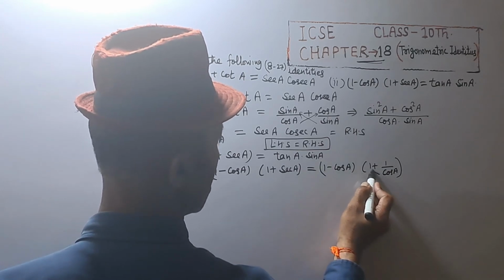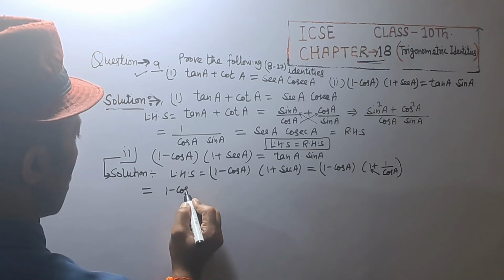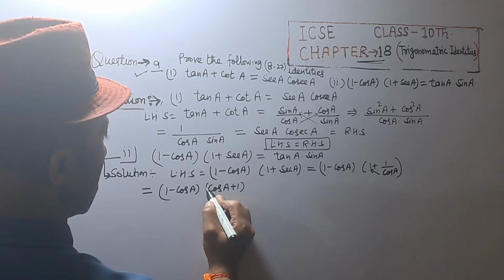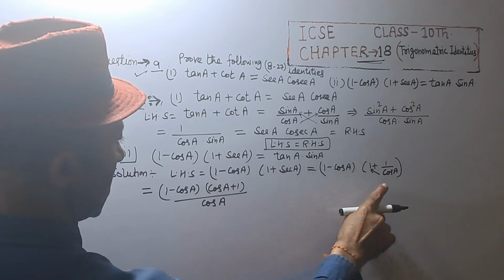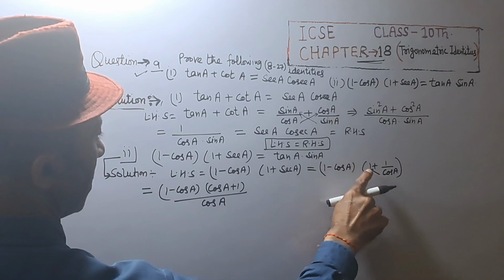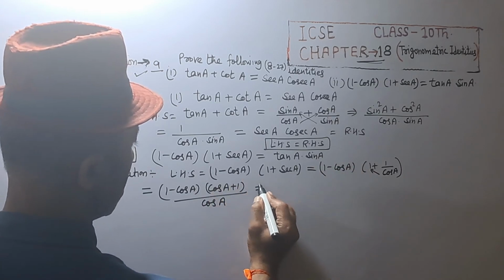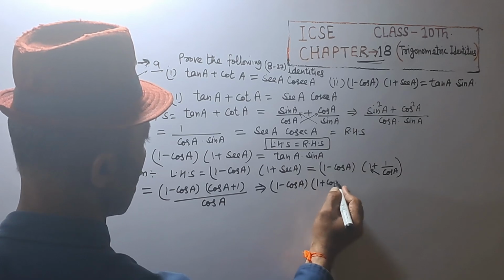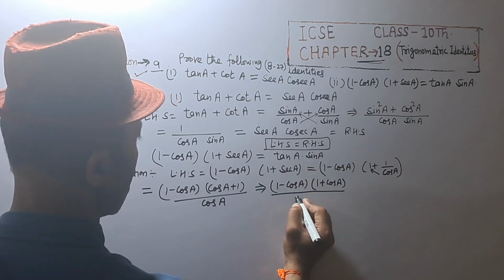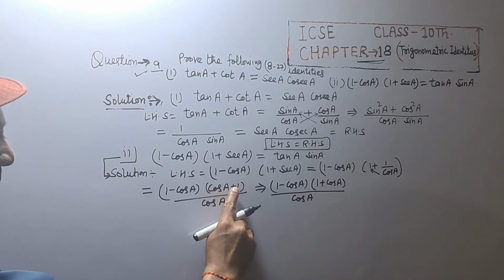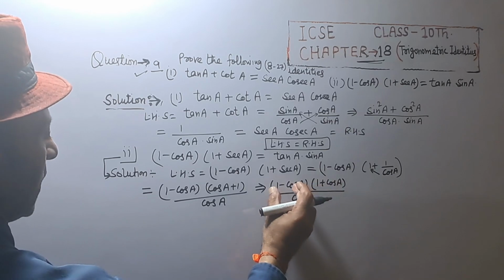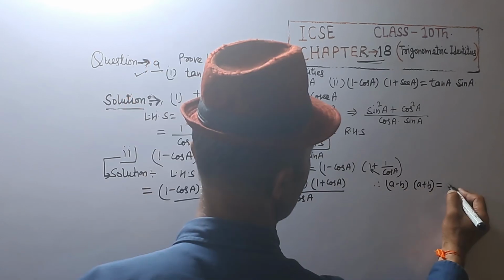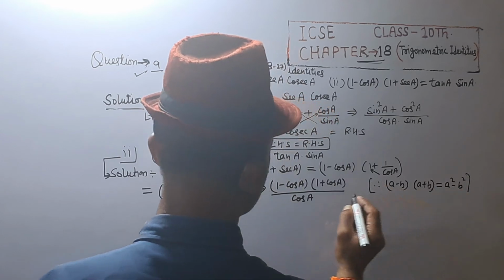That is equal to 1 minus cos A into cos A plus 1 divided by cos A. LCM is cos A, and cos A multiplied by 1 is cos A, plus 1, which implies 1 minus cos A into 1 plus cos A divided by cos A. We can write cos A plus 1 as 1 plus cos A, and A minus B into A plus B is A square minus B square.